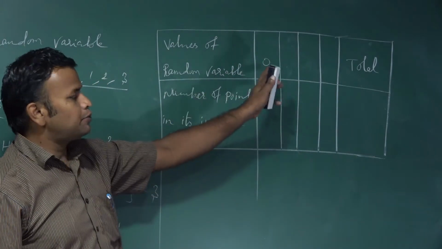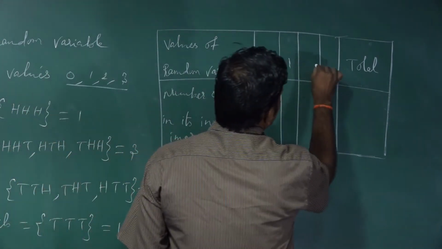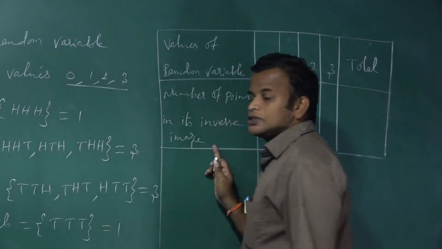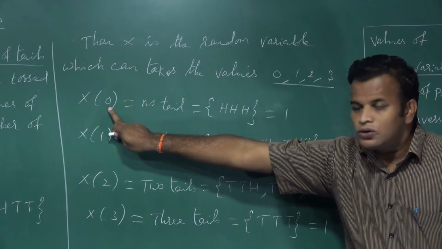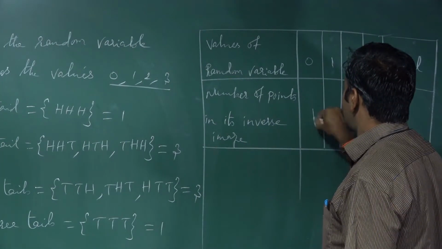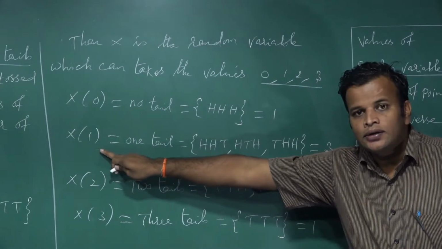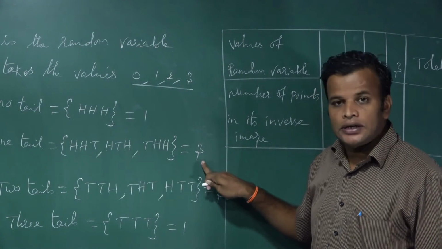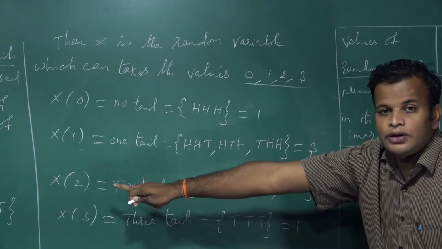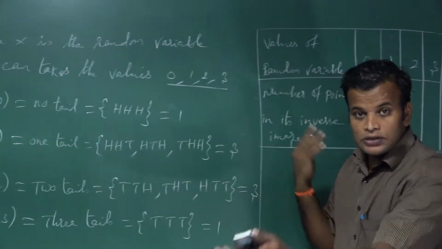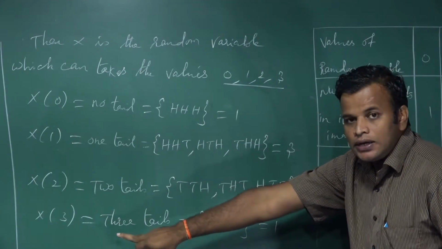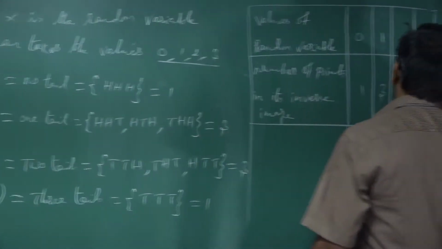First we write the values of the random variable: 0, 1, 2, 3. That's all. And the number of points in its inverse images. When the random variable x value is 0, its inverse image, that is the last one, the value is 1. When x is equal to 1, the inverse image total value is 3. When x value is 2, the number of points in its inverse images is again 3. When x value is 3, the total value is 1.